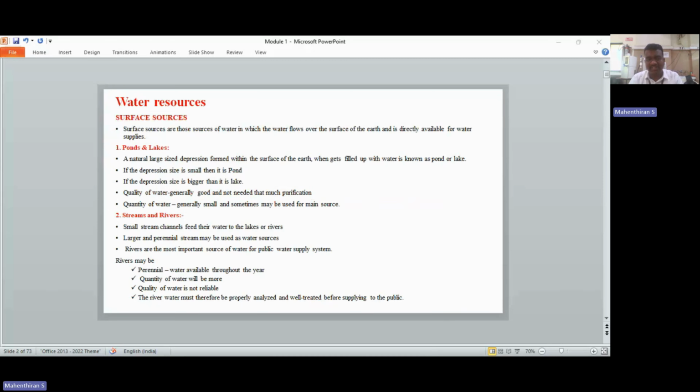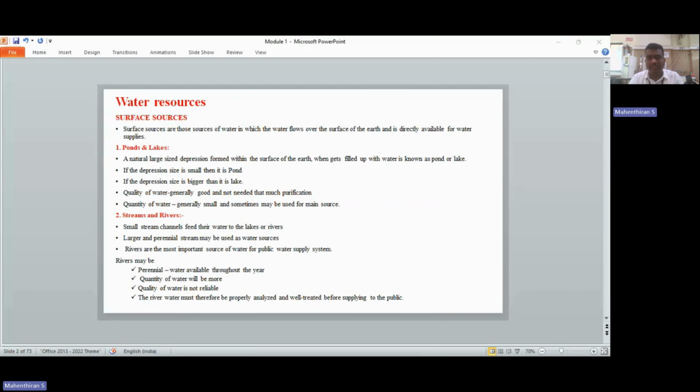Surface water resources are those sources of water in which the water flows over the surface of the earth and is directly available for water supply. Let me simplify this. Any water that you can see flowing or stored on the earth surface is called surface water. The examples include rivers, lakes, ponds, as well as the reservoirs.